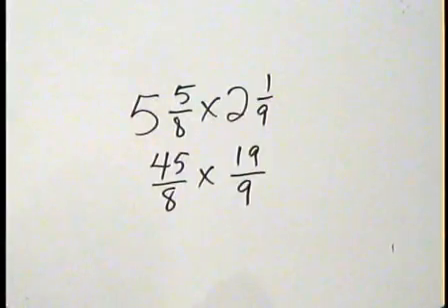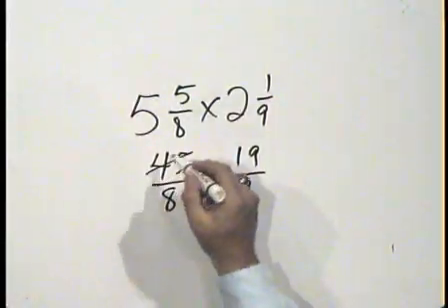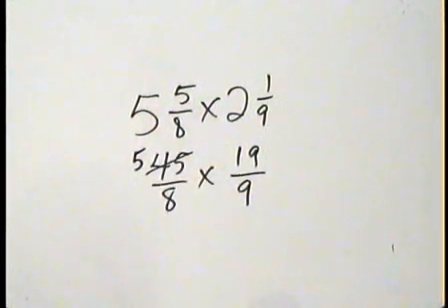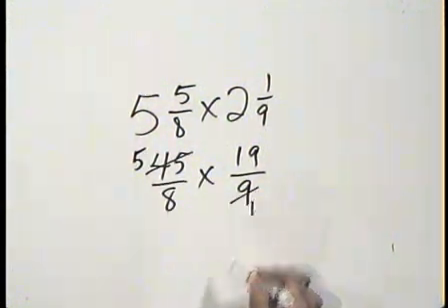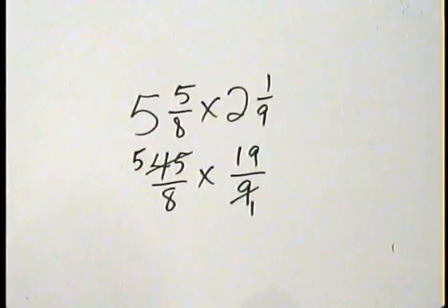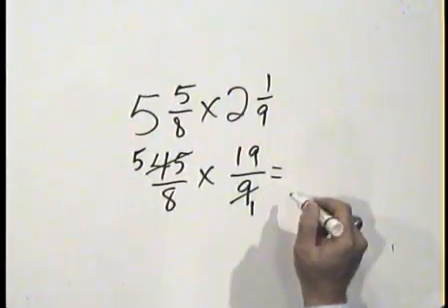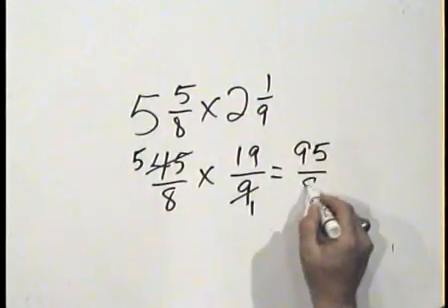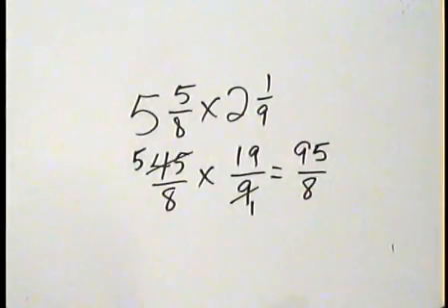But 45 and 9 can be canceled because both are divisible by 9. 9 goes into 45 5 times. 9 goes into 9 one time. And now I can multiply. 5 times 19 is 95. 8 times 1 is 8. This is an improper fraction, so I simplify.